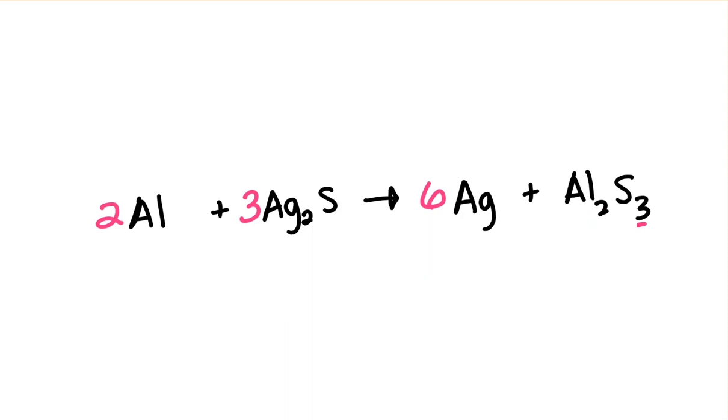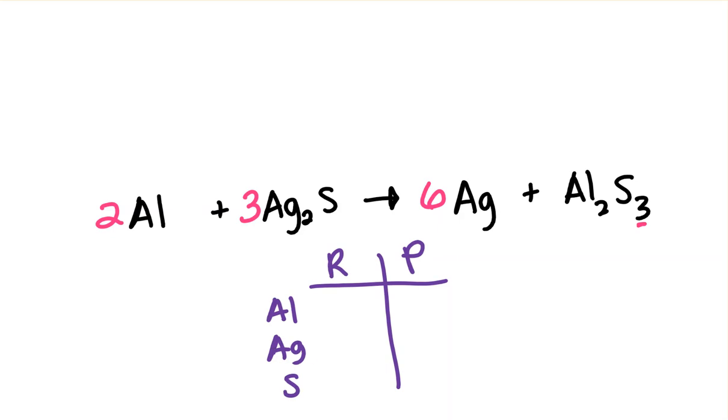If I check each element, I would see in the reactants versus products, I'm checking aluminum, silver, and sulfur. I have 2 aluminums before, 2 aluminums after. I have 6 silvers and 6 silvers. This multiplies through, so 3 sulfurs and 3 sulfurs.